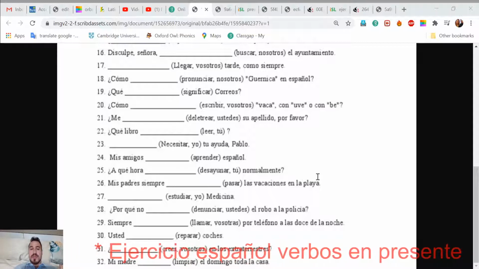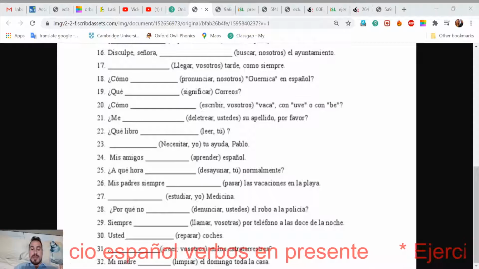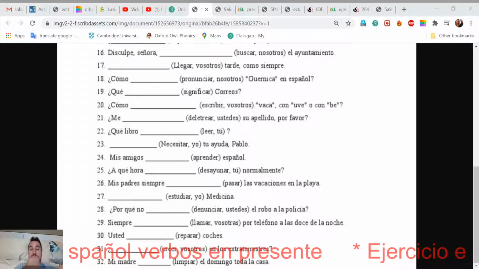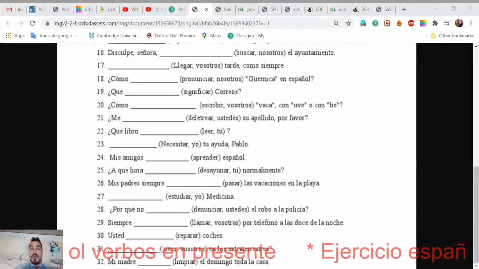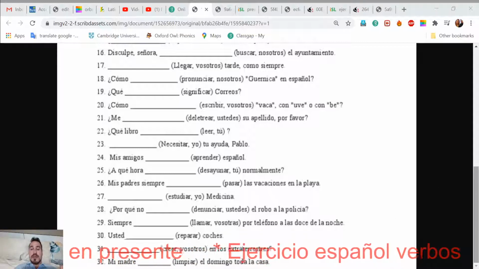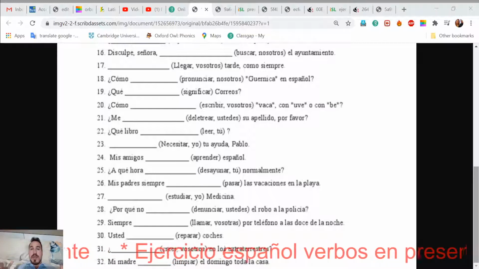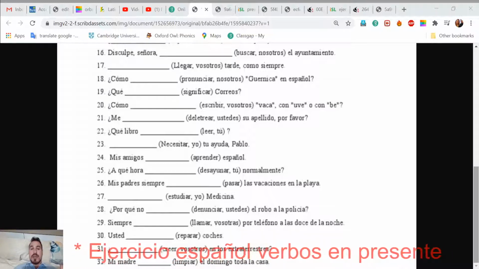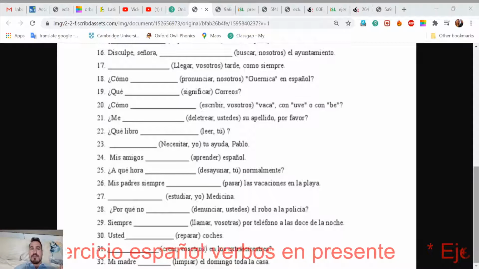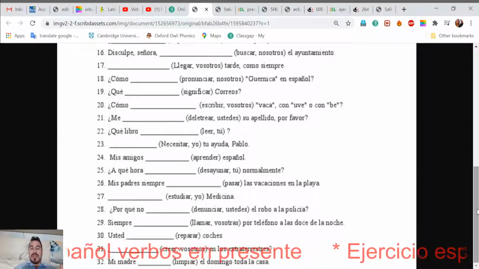22. So this is tú. ¿Qué libro lees? Sorry. ¿Qué libro lees? So what book are you reading? So remember this tense could be both do or are doing. Okay, so it could be translated into ing form as well. Okay, it depends on the context.